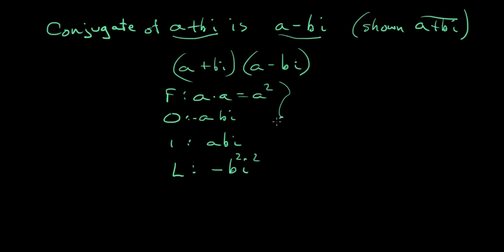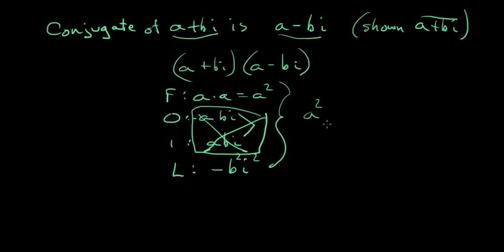So what does that end up being? Well, a squared is a squared. And these two, when you multiply any binomial by its conjugate, you eliminate these two. That's the whole idea here. And so you get minus b squared times i squared. Well, what is i squared? Negative 1. So you have a squared plus b squared. Negative 1 times negative b squared is positive b squared. So that's how this conjugate thing works.